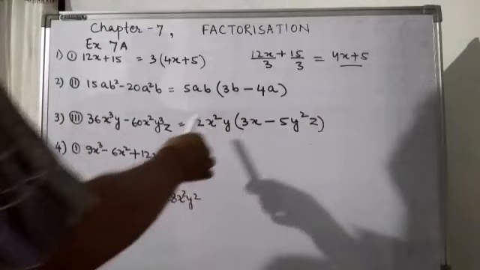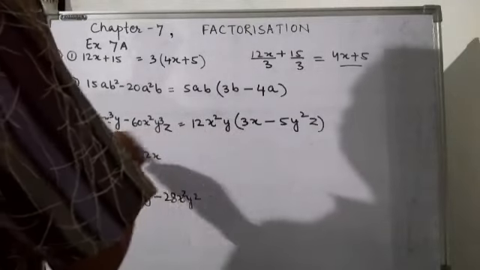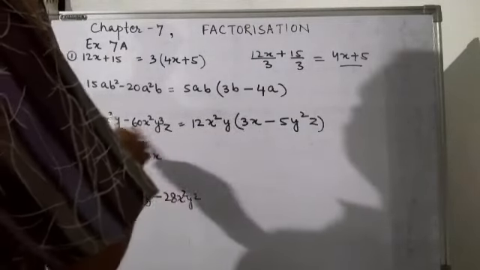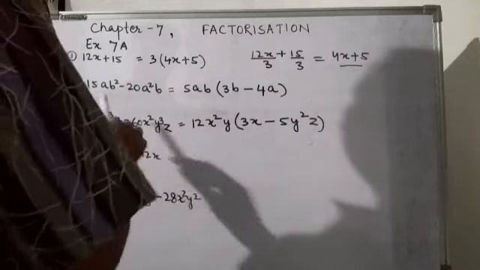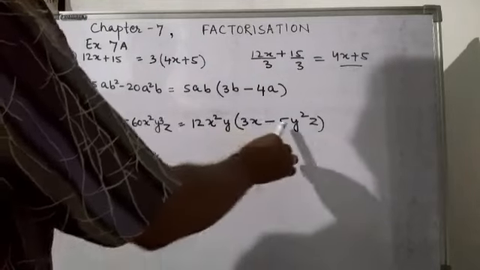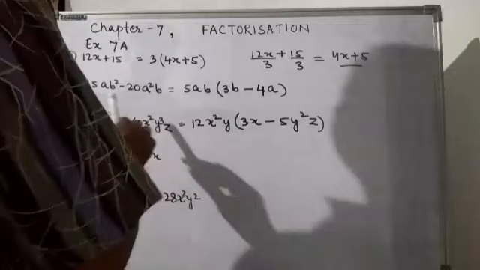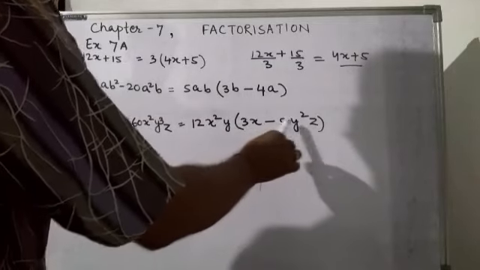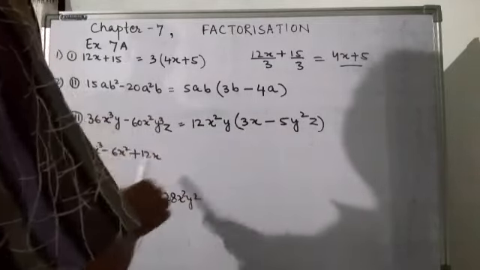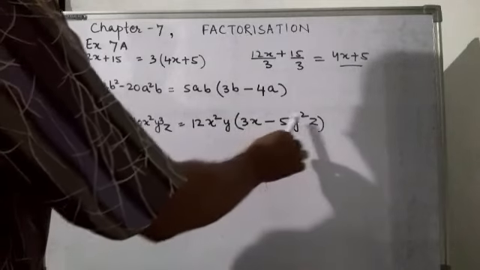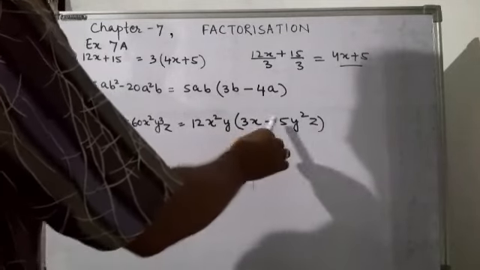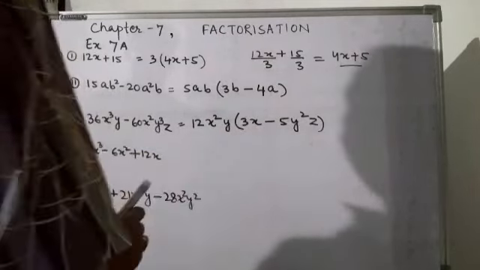So if we reverse them, 12 3s are 36, x square into x is x cube, y into 1 is y. Now minus 60, that is 12 into minus 5 gives minus 60, x square into 1 is x square, then y into y square is y cube, z into 1 is z.